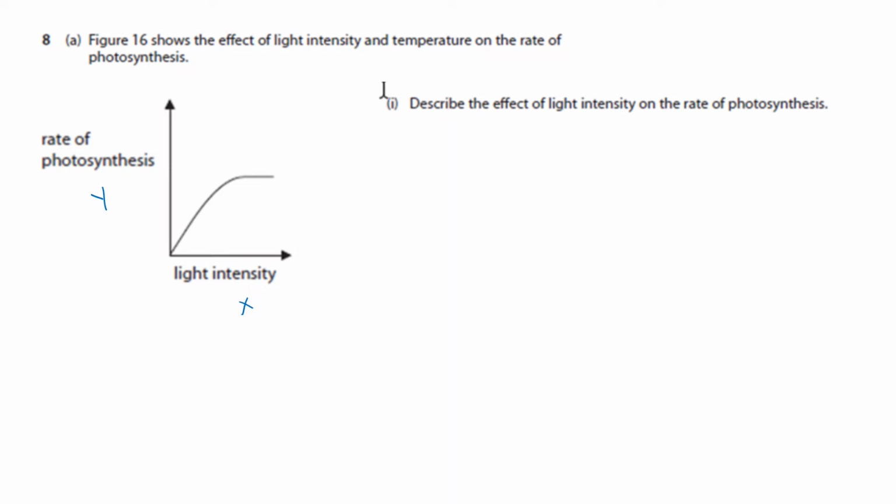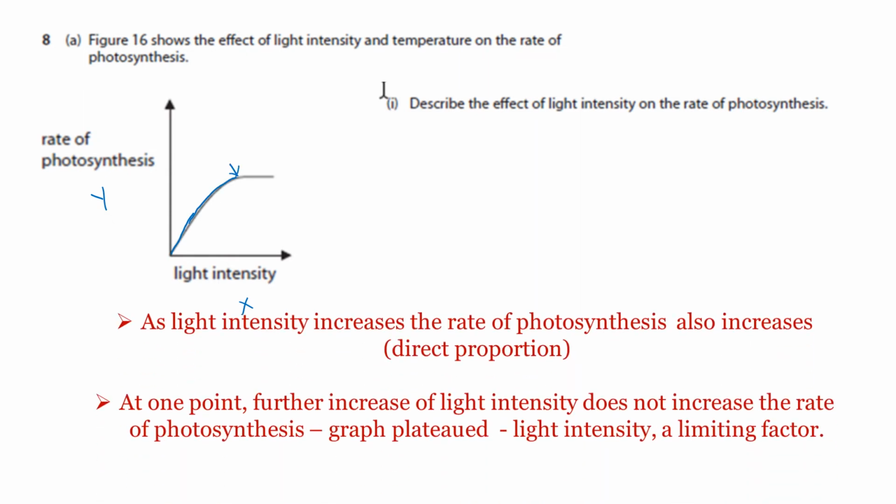So when we look into this graph, as the light intensity increases, the rate of photosynthesis also increases up to this point. At this point, there is no further change in the rate of photosynthesis, though the light intensity increases. That means the graph plateaued. That means no change or remains the same. That means the light intensity is the limiting factor at this point.